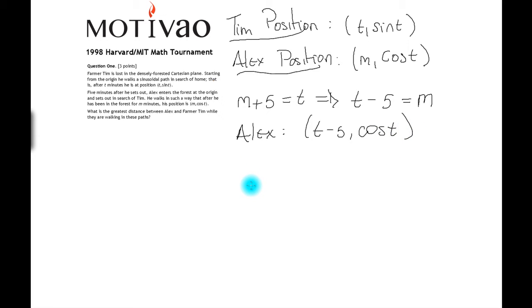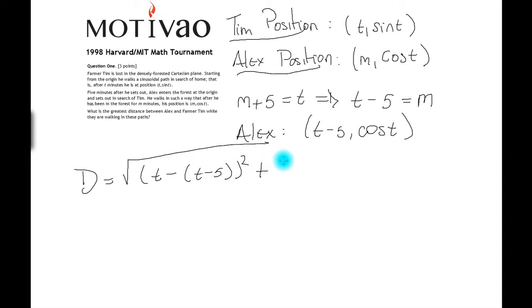Now it says, what is the greatest distance? Well, clearly we need to use the distance formula. So d for distance equals what? The square root of the x components, which would be t minus 5, squared, plus the y component, which would be sine of t minus cosine of t, squared.